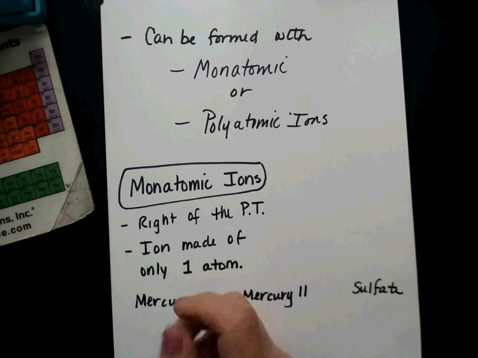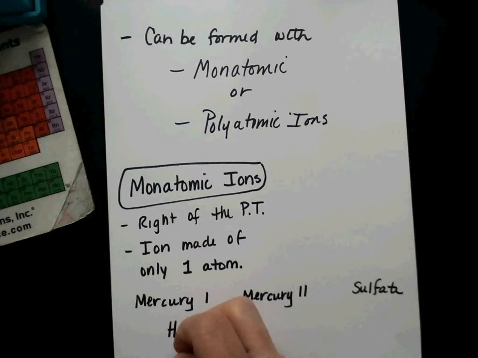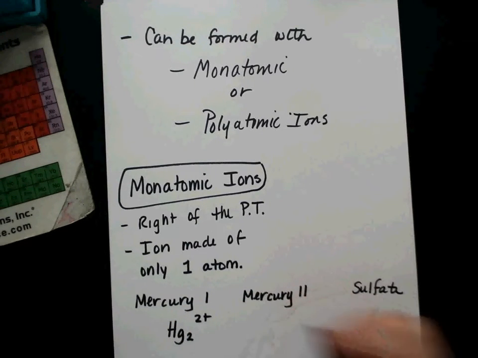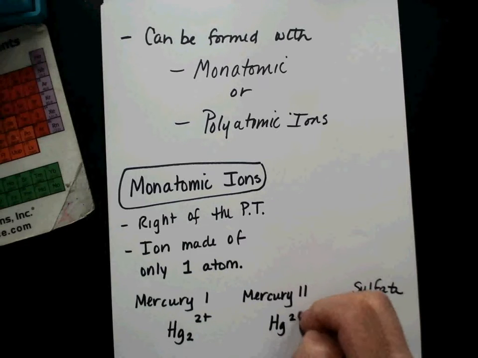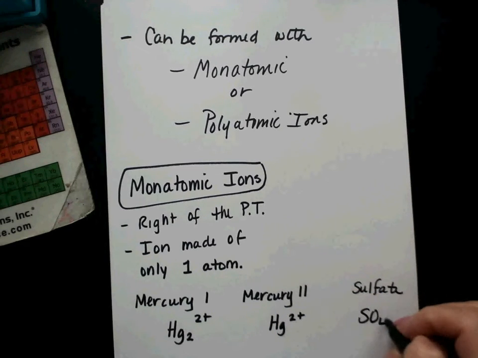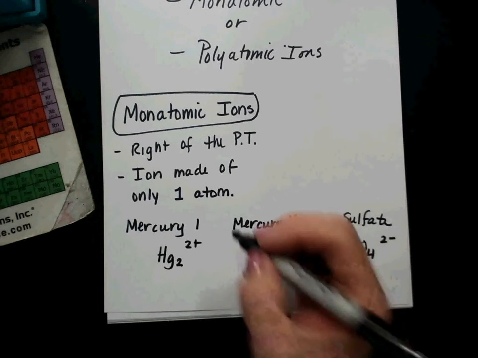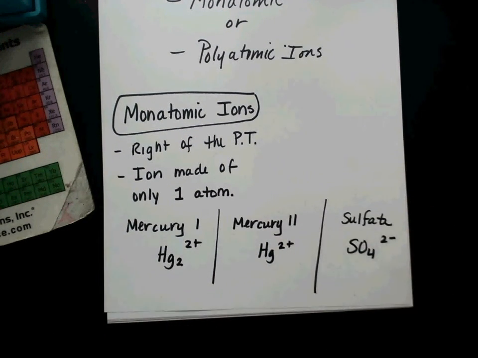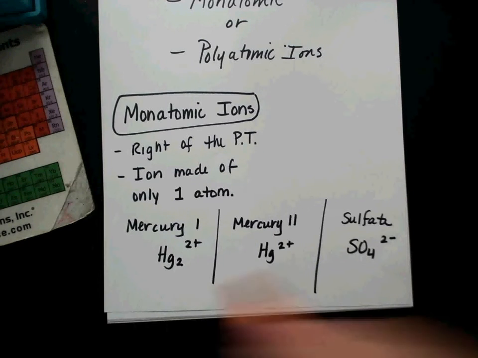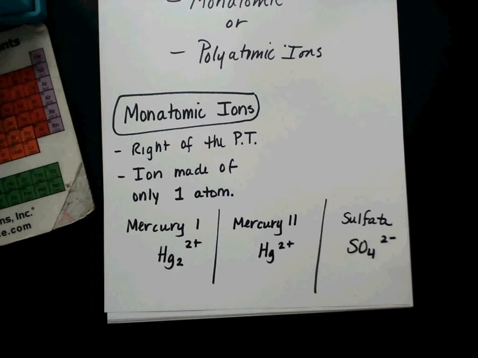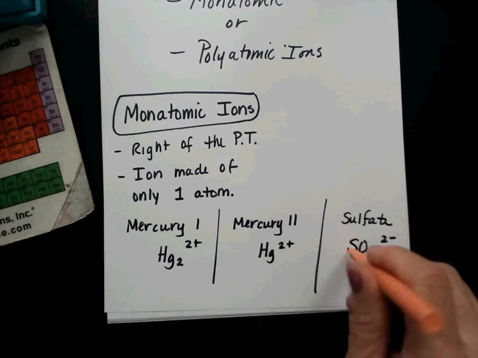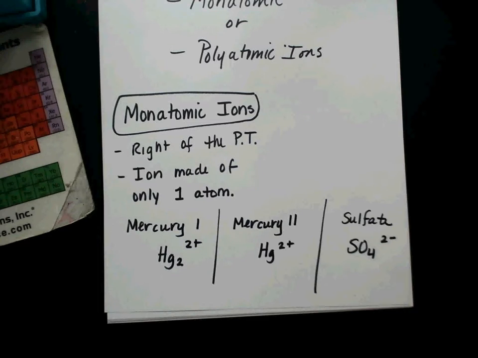So when I write mercury 1, it is Hg2 2+. Mercury 2 is just Hg 2+. And sulfate is SO4 2-. Check your cards and make sure that's what you have. I'm going to ask you first, which one of these three would I consider a monatomic ion? See if you can figure that out.